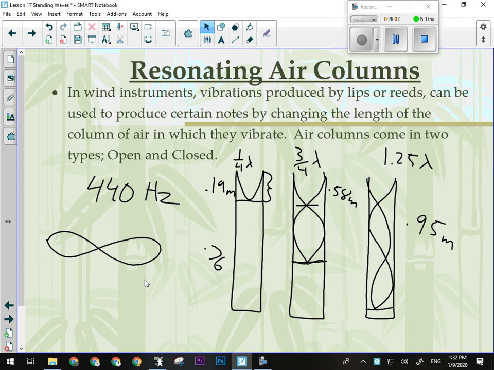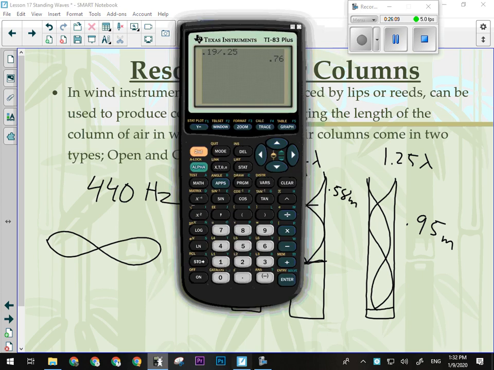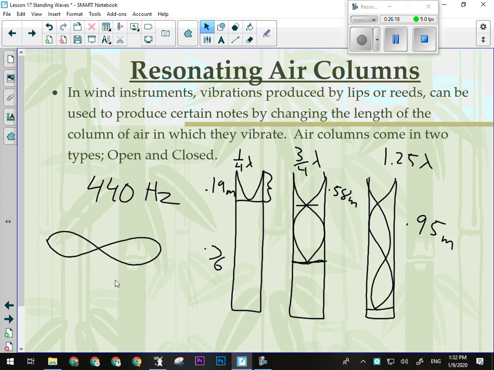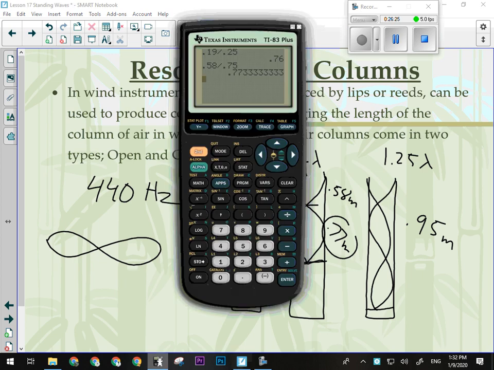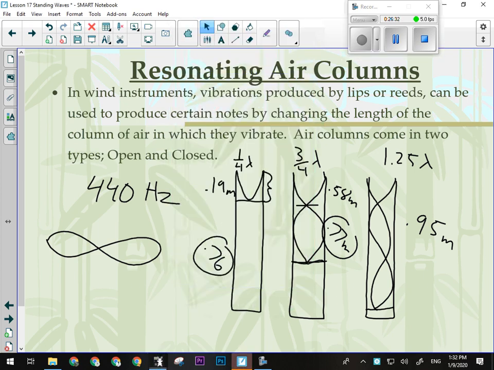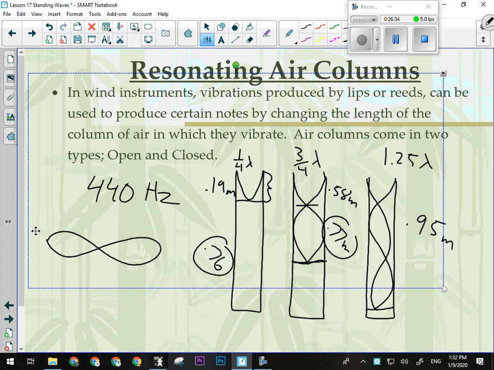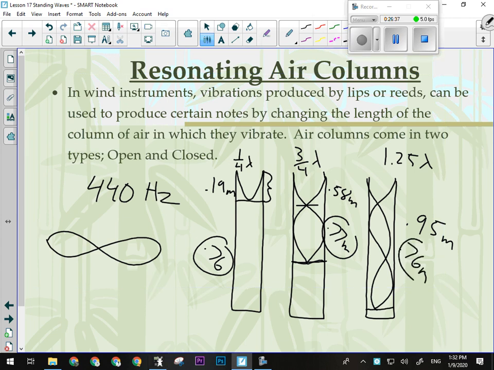Okay, we'll see what we get for this one. So this one's 3/4 of a wavelength, so we're going to take that 0.58 and divide by 0.75. 0.77, so pretty close. Okay, and then our last one, 0.95 divided by 1.25, 0.76, so we're like right on. All right, so we'll say our wavelength here is 0.76 meters.